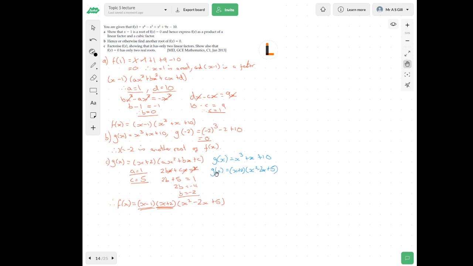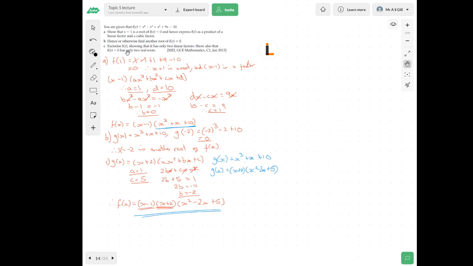And like we said, g of x is a part of f of x, right? Like this bit here is g of x. So we can rewrite f of x as x minus 1 times x plus 2 times x squared minus 2x plus 5, which is what we've done at the bottom here. Okay? So that's the factorizing bit shown. We've factorized it, showing two linear factors. These are our linear factors here.